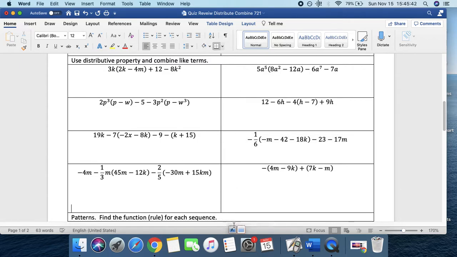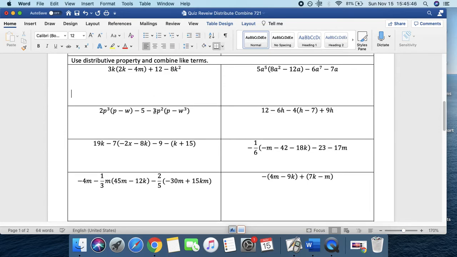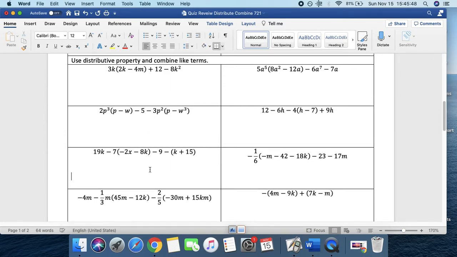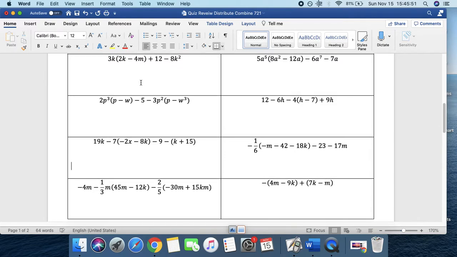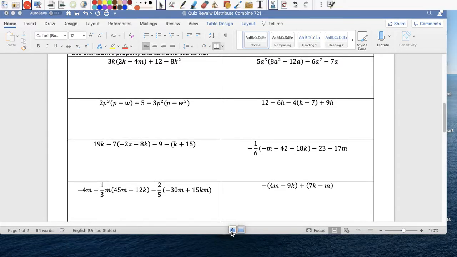Okay, so it says here combine, do the distributive property and combine like terms. I might need a little bit more space. Okay, that should be okay. All right, so first one, I cannot combine the like terms, right? Because I need to do this.